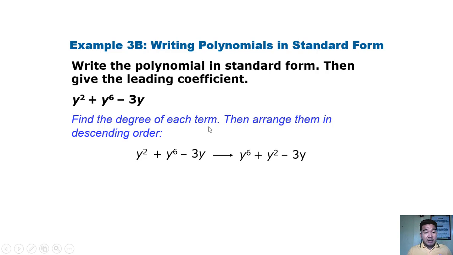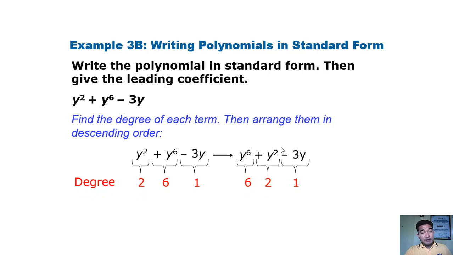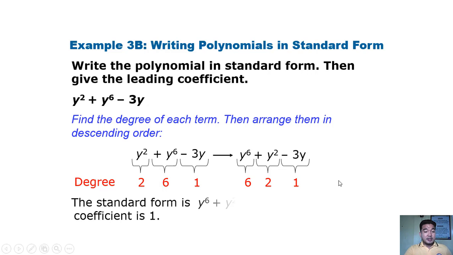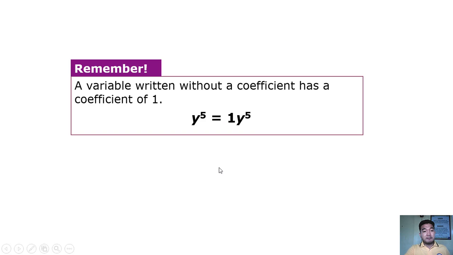So, ang may pinakamataas ay y to the 6, then plus y squared minus 3y because the degrees are 6 to 1. So, the standard form is y to the 6 plus y squared minus 3y. The leading coefficient is 1 because automatically the coefficient here is 1 kapag walang nakasulat tulad yung sabi ko kanina. Remember, a variable written without a coefficient has a coefficient of 1. So, y to the fifth is equal to 1y to the fifth. Pero hindi na natin yun sinusulat.